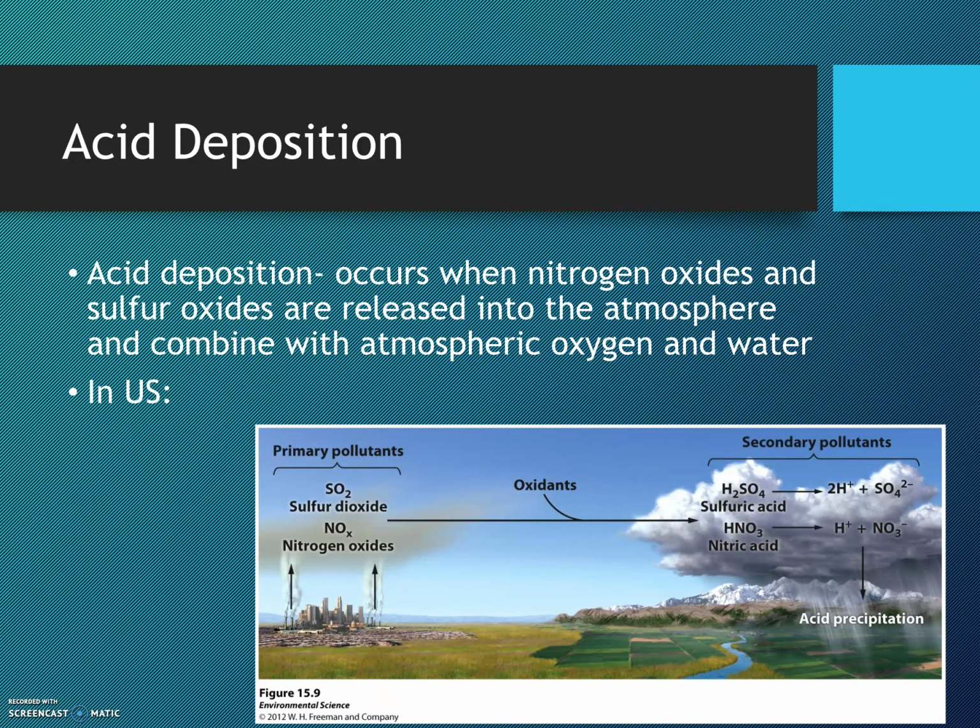Our NOx and our SOx, when we have nitrogen oxides and sulfur oxides, are released into the atmosphere, and in the presence of oxygen and water, these primary pollutants of the nitrogen oxides and sulfur dioxides become secondary pollutants. So they become nitric acid and sulfuric acid. They become washed out of the air in rain and snow, and they have been reduced in the United States due to the Clean Air Act amendment in 90 and 95.